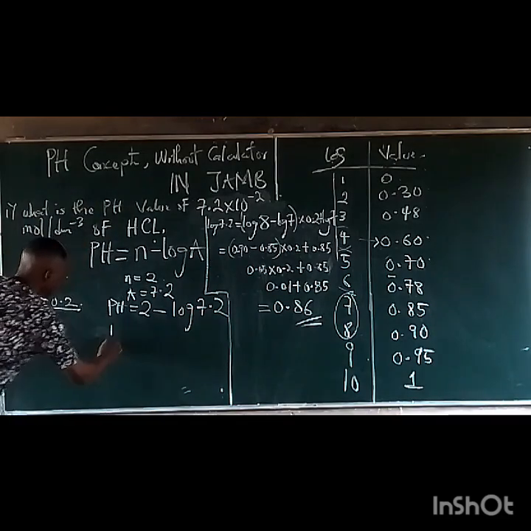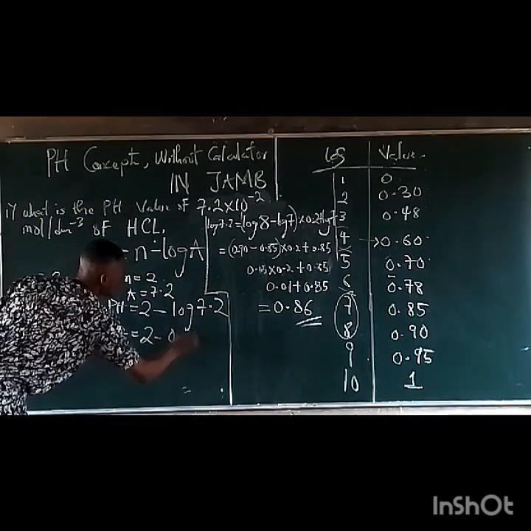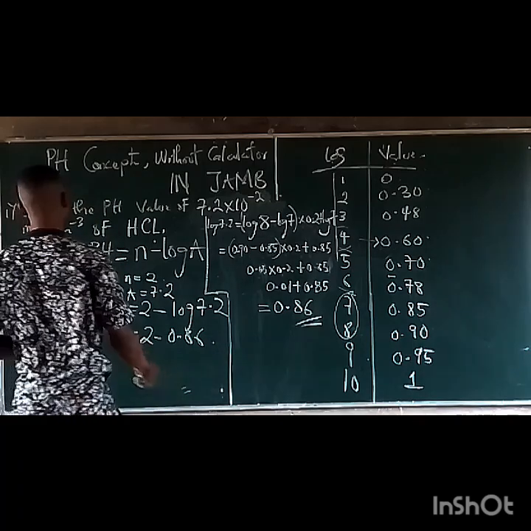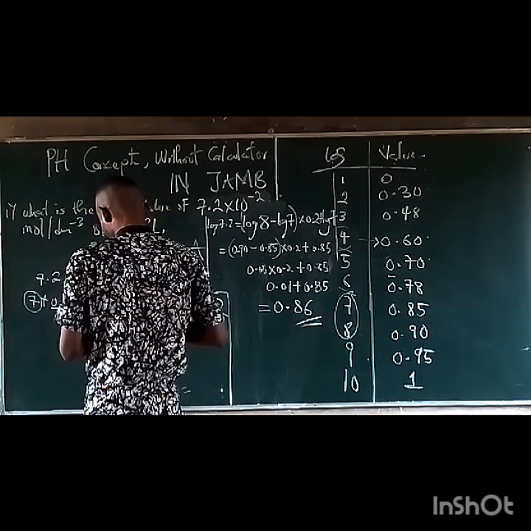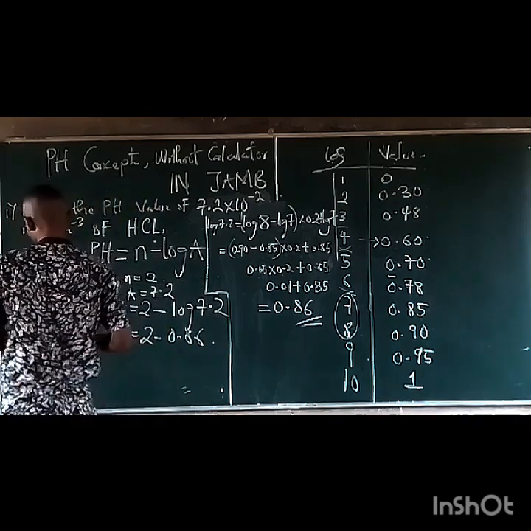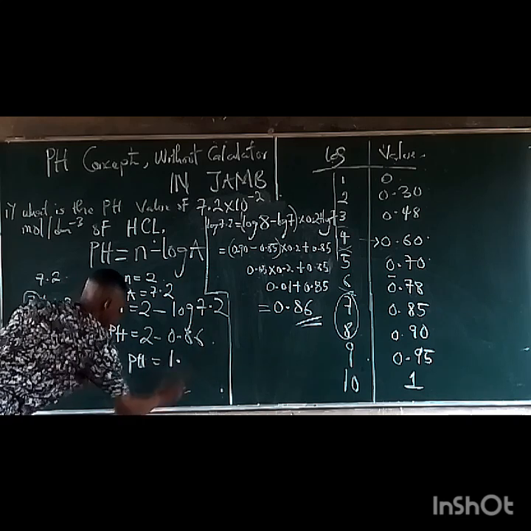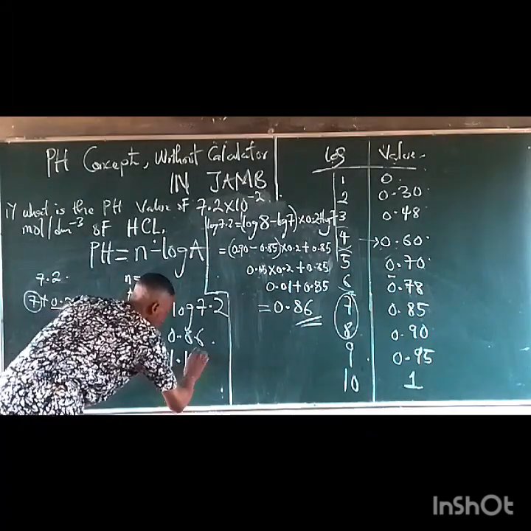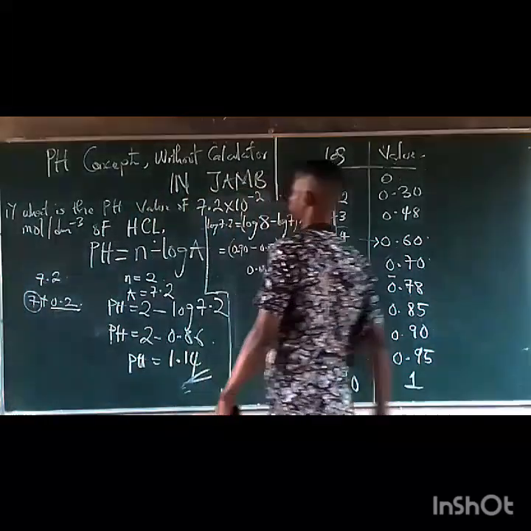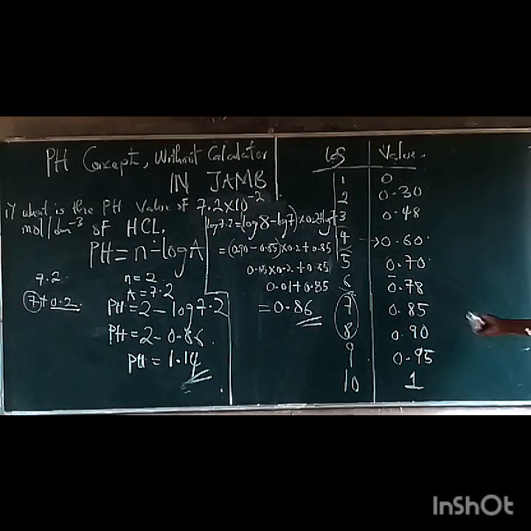So in that sense, complete it: pH is equal to 2 minus 0.86 to get your final answer. So in that sense, 2 minus 0.86, which you are going to get the pH to be equal to 1.14. That's the value. Can you see? That's how you are going to get the answer. Very easy way. Very, very easy.